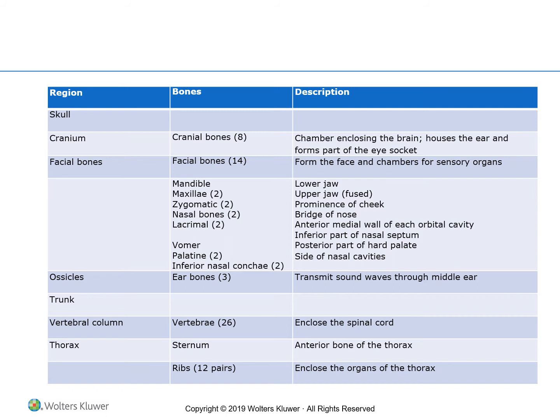We have the sphenoid bone that is located also inside the cranium, and it has a depression on it that is called sella turcica, where the pituitary gland will sit.